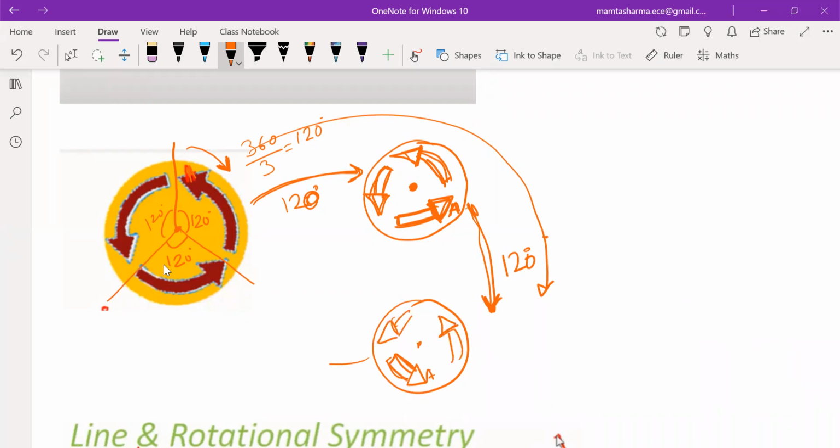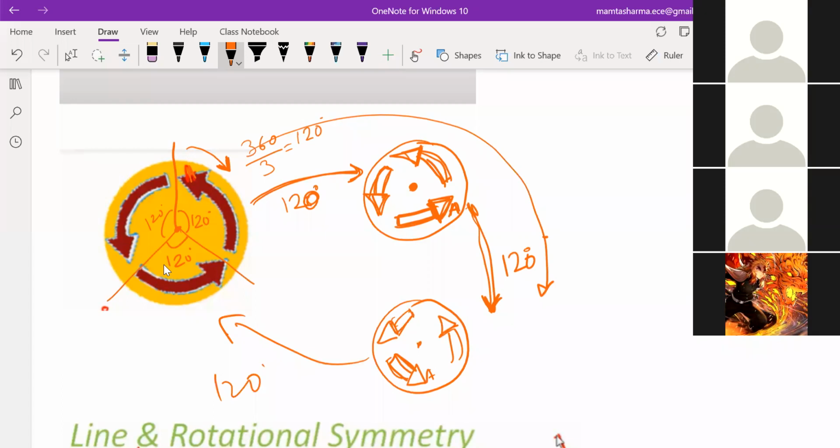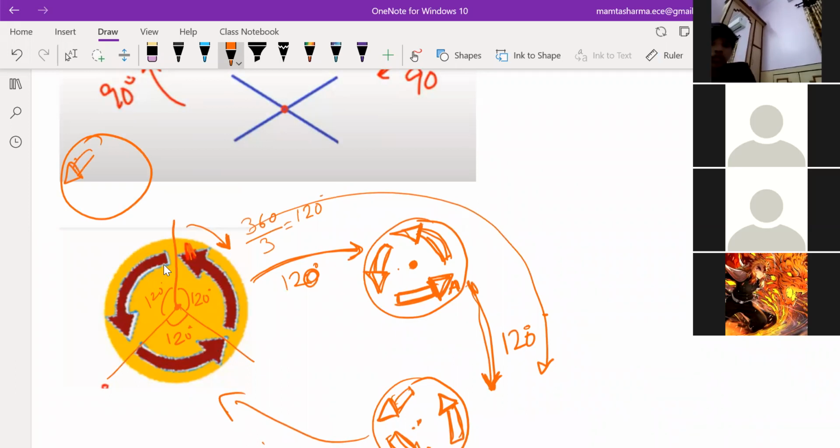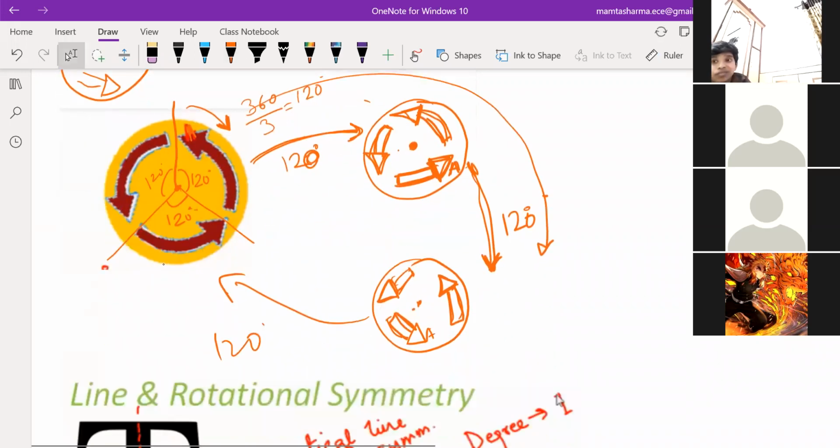Okay. So Gohit, how many times is it looking the same as the original one? Ma'am, twice. Sorry, not twice, thrice. 1, 2, 3. Original is here, and this is the rotation. So in the complete rotation, it is looking the same 3 times. Clear? Yes, ma'am, clear.